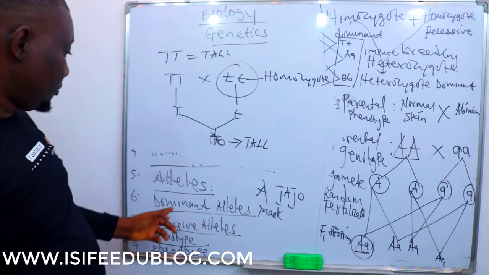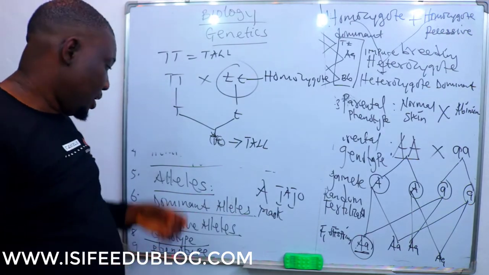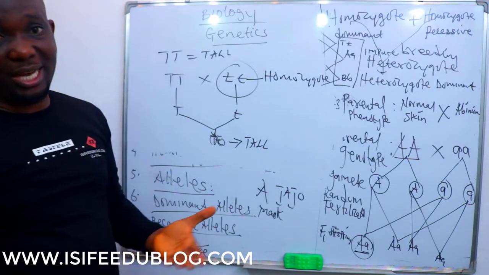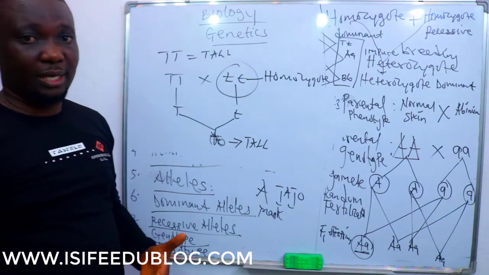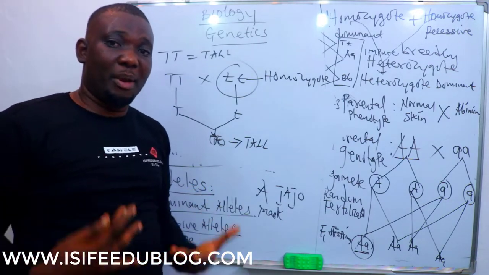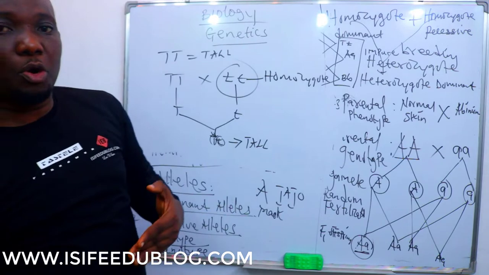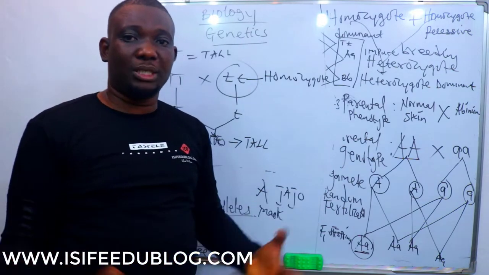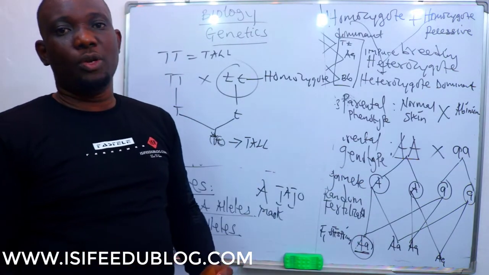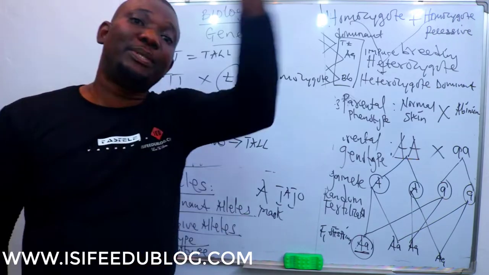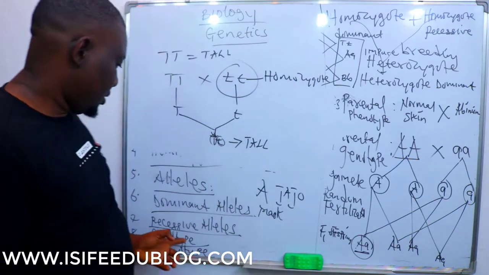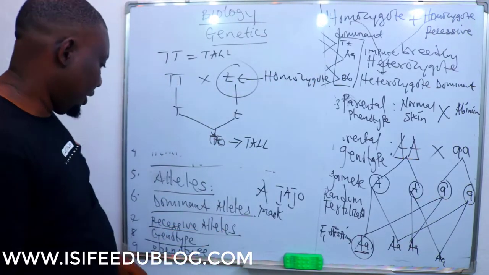That is another issue of dominant alleles. And then we have recessive alleles, just as mentioned. The recessive allele is the one that is being masked, the one that is being oppressed or suppressed in the presence of a dominant character. They can only express themselves in the absence of a dominant character. That is on the recessive alleles.